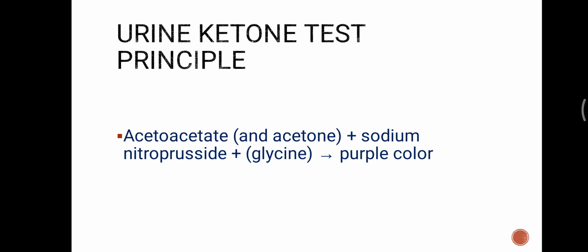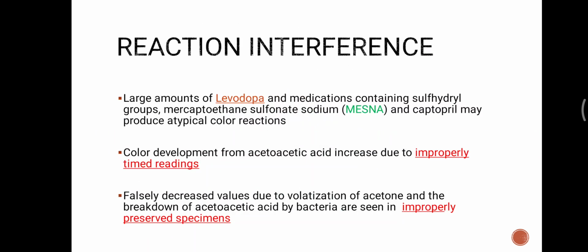So this is the principle in the urine ketone test. We have here the acetoacetate and acetone plus sodium nitroprusside plus glycine that is equal to purple color. Okay. We have here the reaction interference.